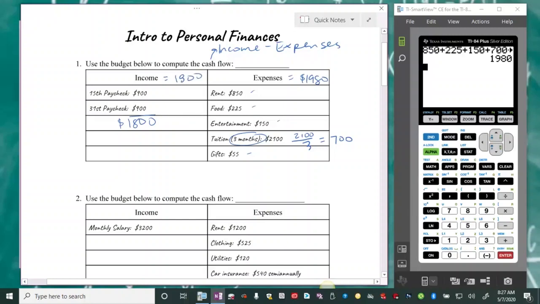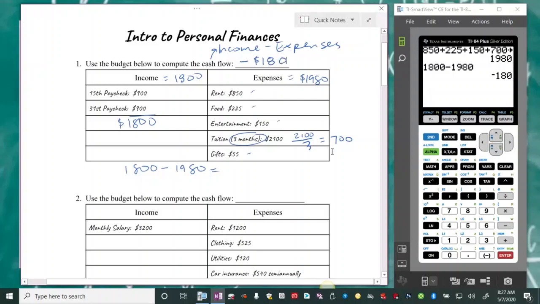So I go ahead and subtract these. So I'll do 1,800 income minus expenses. And we end up with, let's see, so we'll do 1,800. We're going to end up in the hole, right? Minus 1980. And that is negative $180. So that cash flow for this month is negative $180.